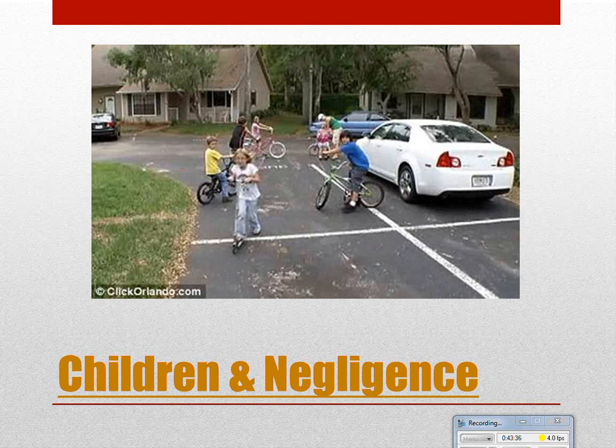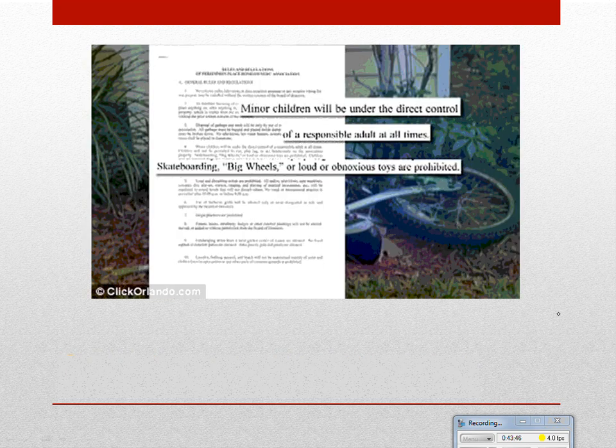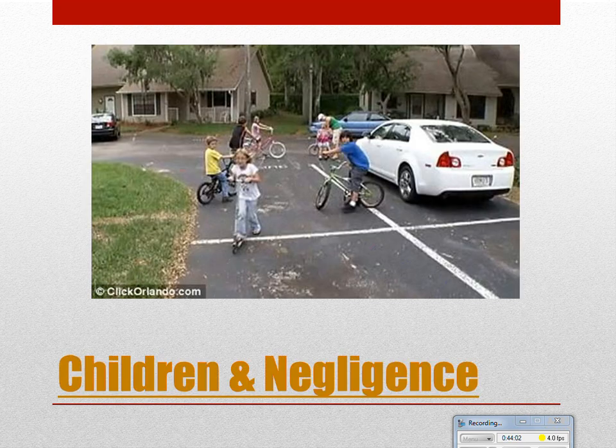A community in Florida was moving to ban children from playing in the cul-de-sac, and I think I have a link here. The minor children must be under direct control of a responsible adult at all times. Items such as skateboards, big wheels, loud or obnoxious toys are prohibited. So this community was trying to ban these kids from being able to play because they are saying children are not able to make good decisions such as not rushing out into traffic.